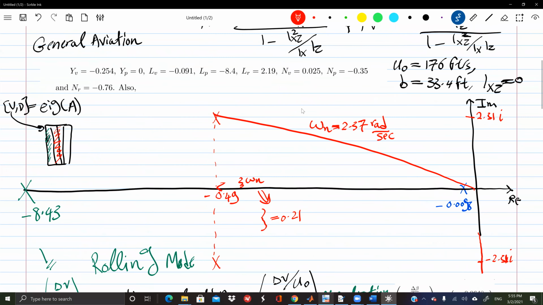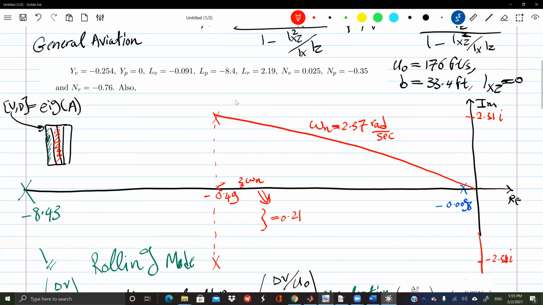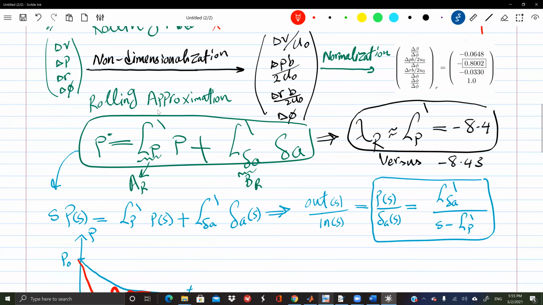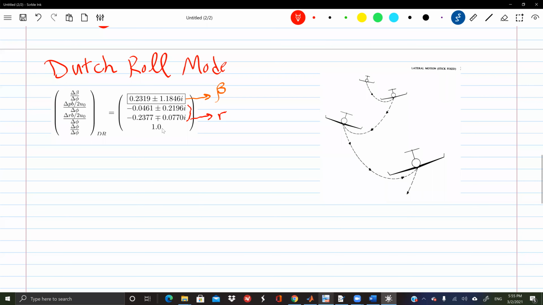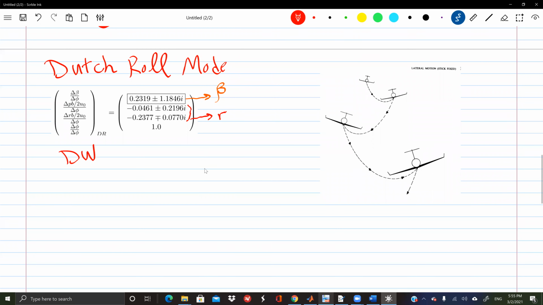Go from the 5x5 and focus on only a 2x2 system that mostly represents these two eigenvalues. How can we do that? Through this eigenvector analysis, to determine which two variables are mostly associated with it. Well, as a first approximation, beta for sure, and there is P and R, but it seems that R is slightly larger than P. So we're going to consider beta and R. And again, these are standard modes. It's not like we're deciding them based on these numbers. This is for any airplane. So we're going to do a Dutch roll approximation.